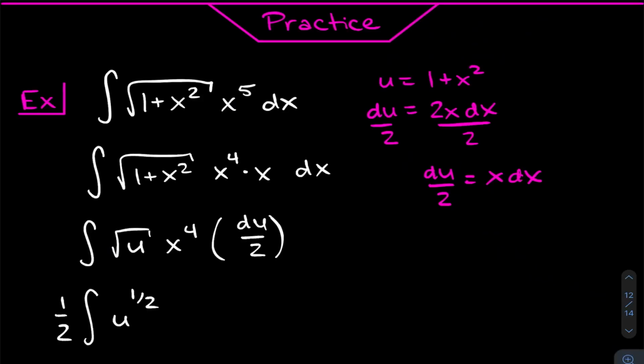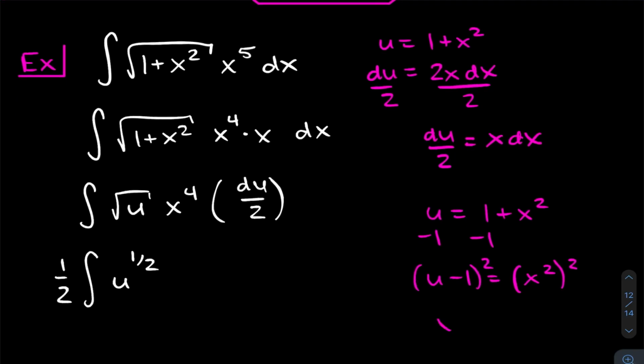We know that u is 1 plus x squared, and so we just now got to find a substitution for x to the fourth off of that. We can do that pretty quickly. If u is 1 plus x squared, we can just subtract 1 on both sides and get that u minus 1 is equal to x squared. Now, how do we get from x squared to x to the fourth? We're going to square both sides. And we get that x to the fourth is equal to u minus 1 squared. And that's what we plug in.